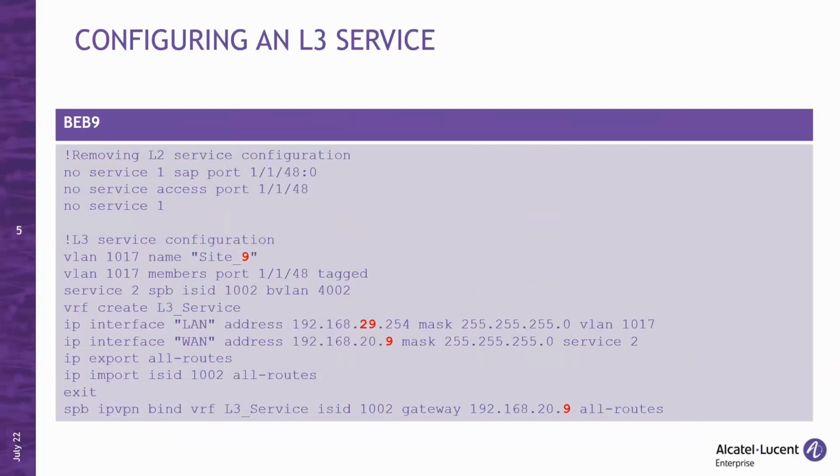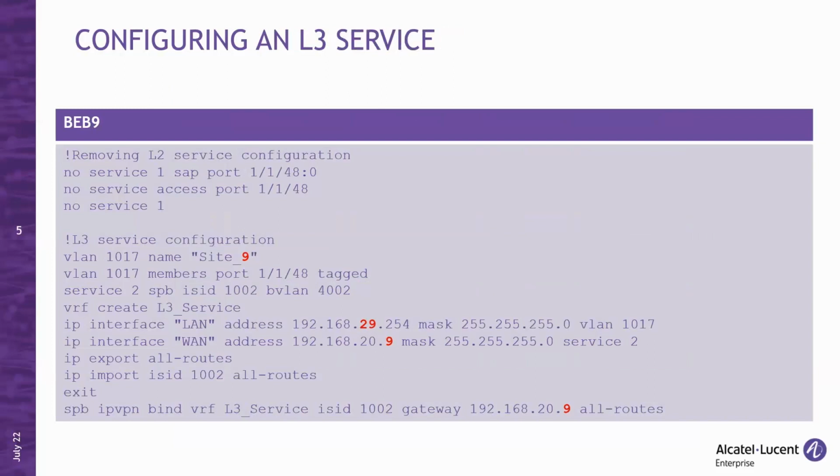This is what we had to do to configure the Layer 3 VPN service. This is an example for BEB 9. The first 3 lines remove the Layer 2 service configuration. The rest is what I just explained. We create a VLAN, which for this device is 1017, and we name it Site 9. We tag it on port 48, which is where the VM is mapped.